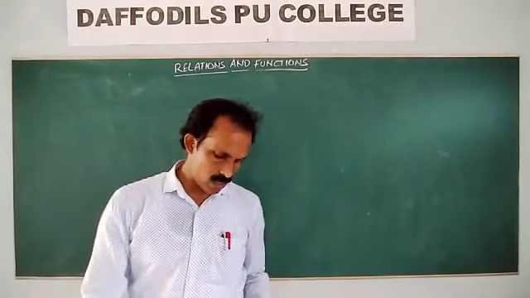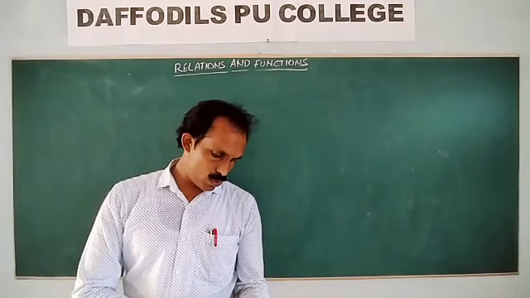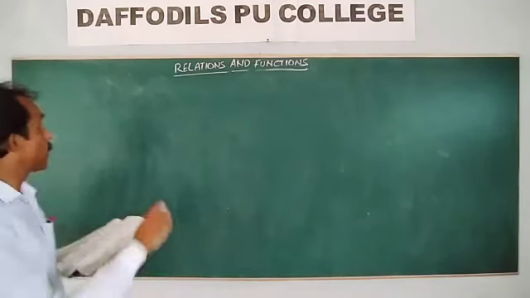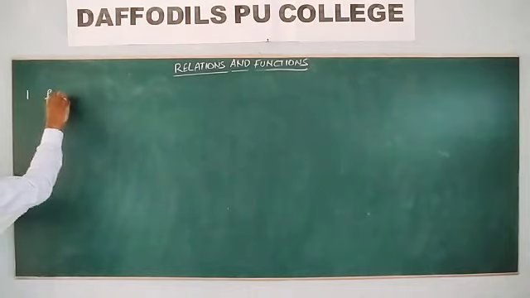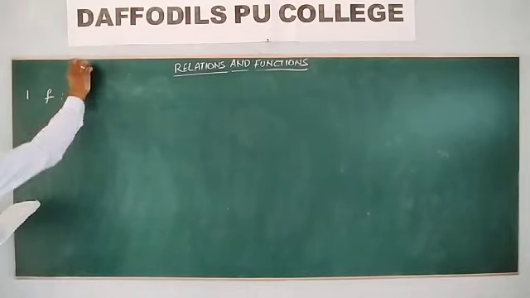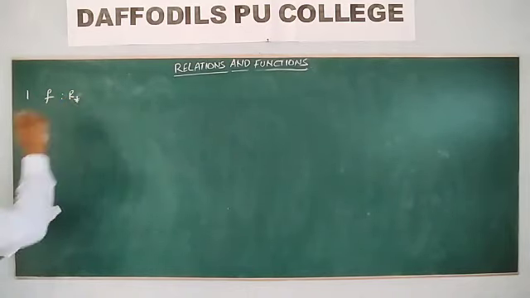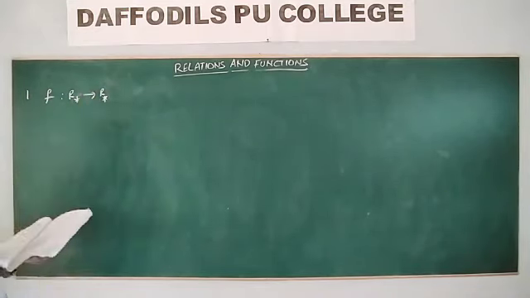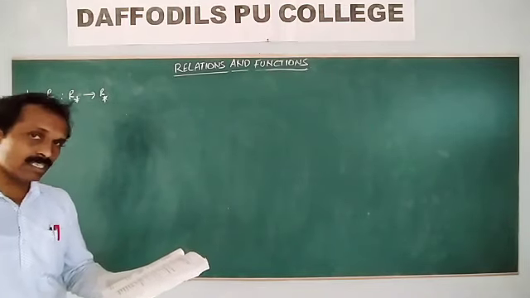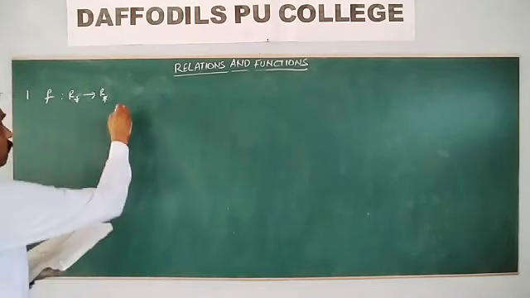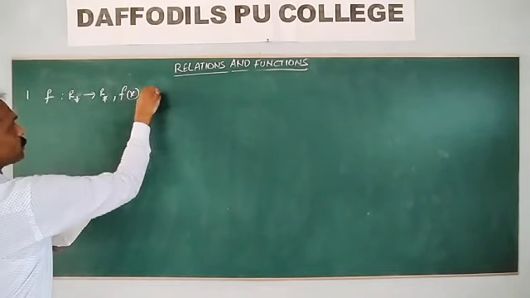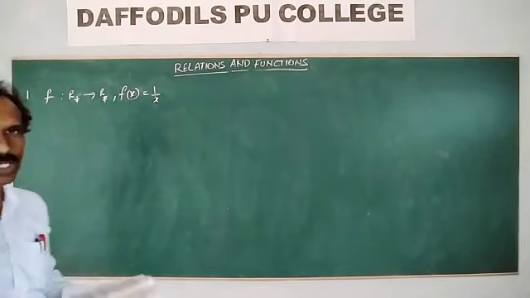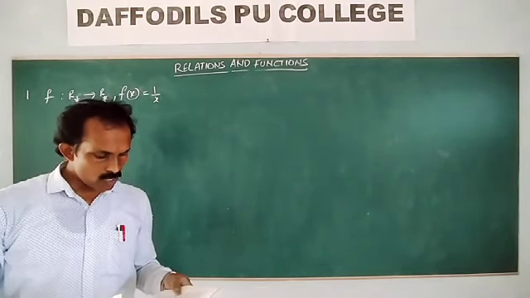Okay, students, go to exercise. First problem: show that the function f maps R star to R star, defined by f of x equals 1 by x. Is it one-one and onto? Show that it is one-one and onto.